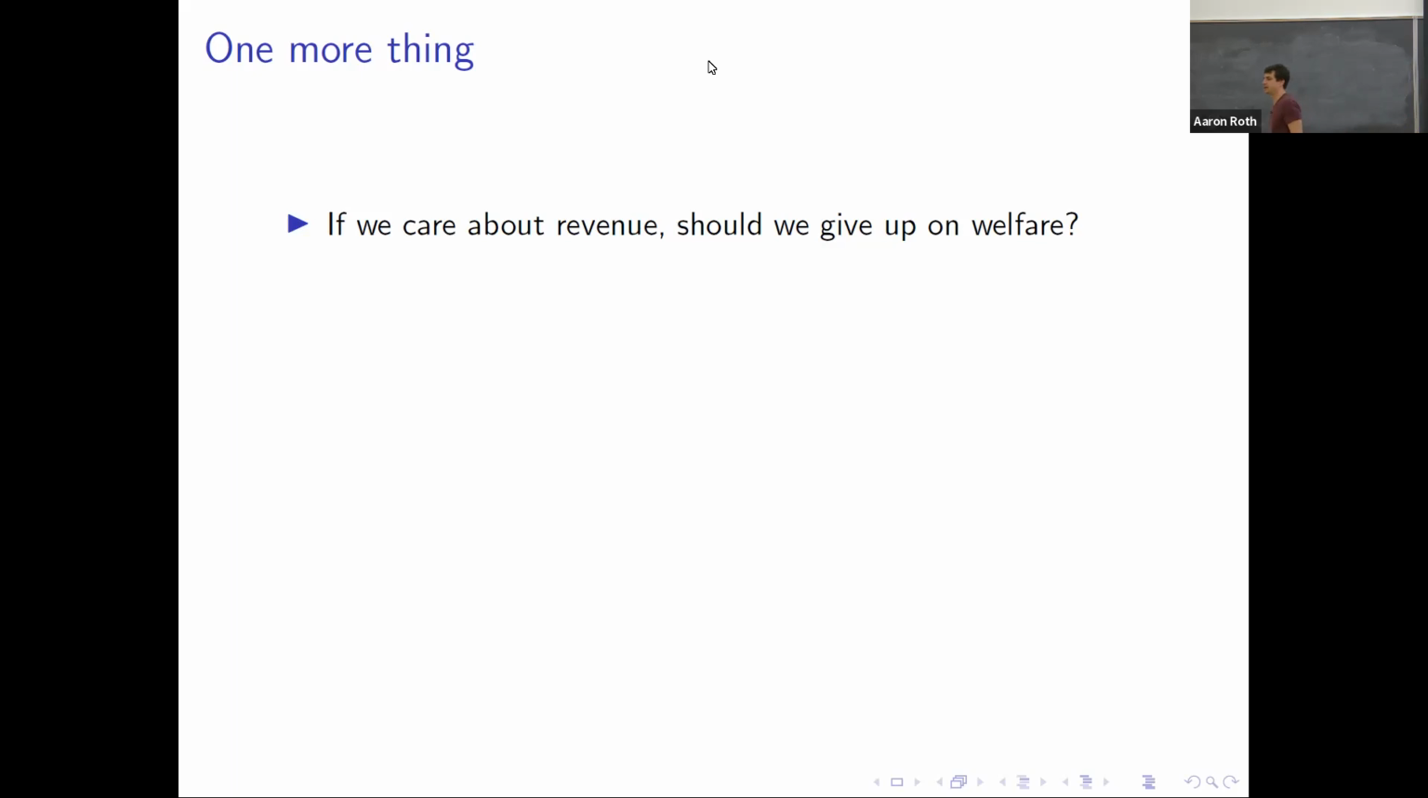It's a second price auction with a reserve price, which is definitely not welfare maximizing, because I'm giving up on welfare every time I decide not to allocate the item. So are these things really in conflict with one another? If we care about revenue, do we have to give up on welfare, and vice versa?